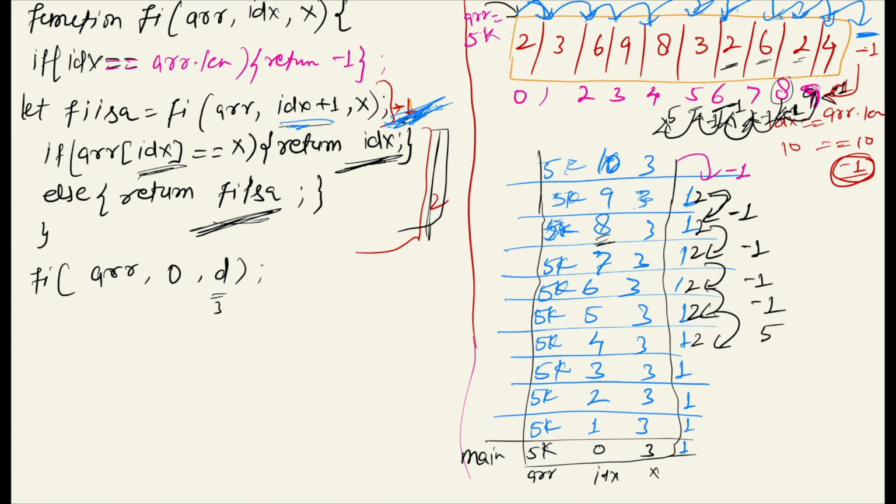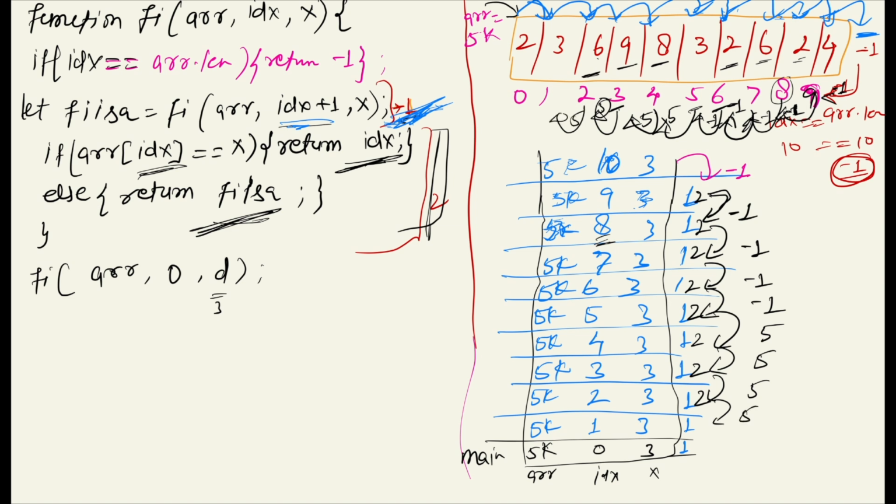Now line number 2 executes again for index 4. It will check that 8 is not equal to 3, so it will return its previous value, which is 5, to index 3. Again line number 2 will execute for index 3. It will compare: 9 is not equal to 3, so it will return the previous value, which is 5, to index 2. Again line number 2 will execute for index 2, which is 6. 6 is not equal to 3, so it will return the previous value, which is 5, to index 1.